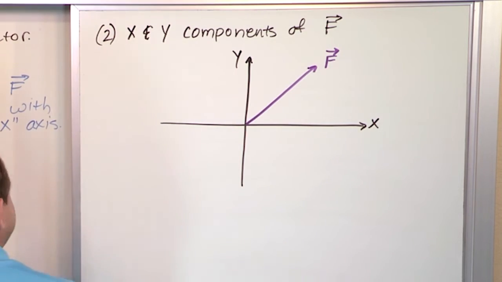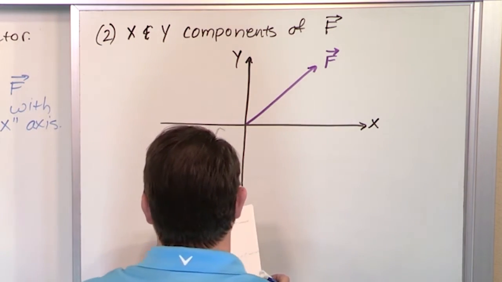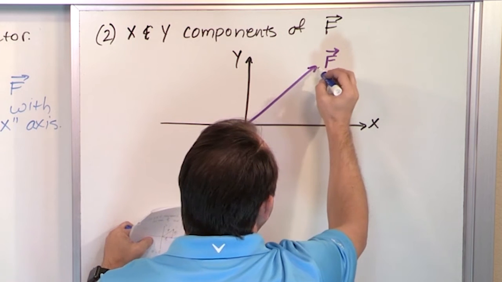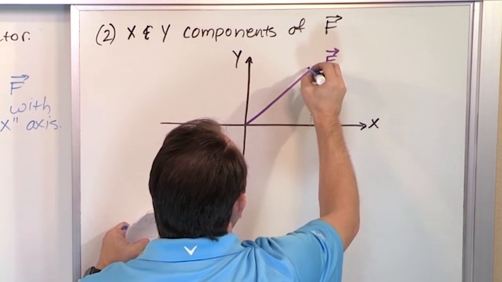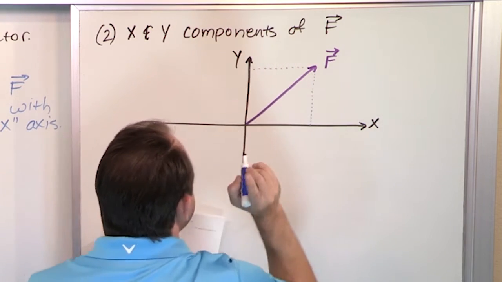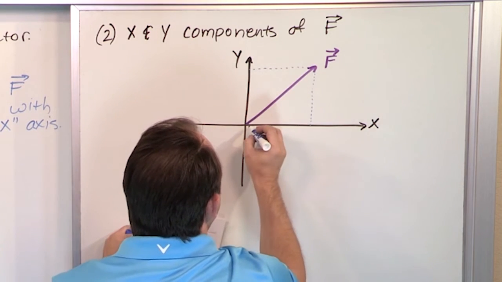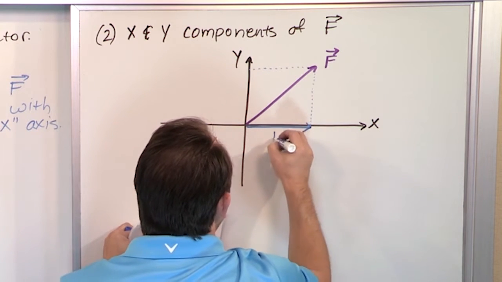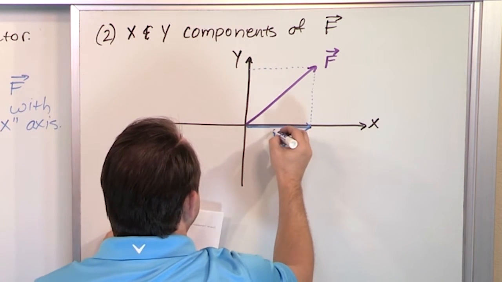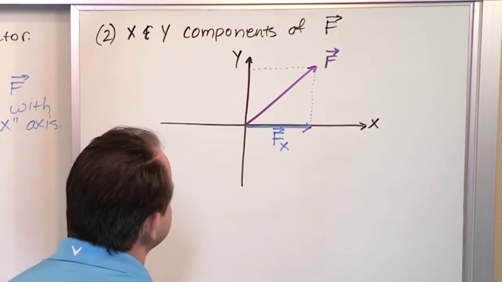And that other way is the following. I can represent this vector if I take the tip of this vector and draw a little dotted line down this way and a little dotted line this way. Then I can represent this vector as the following. There's a vector going this way to this point. I'm going to call that F sub x. This is also a vector called F sub x.